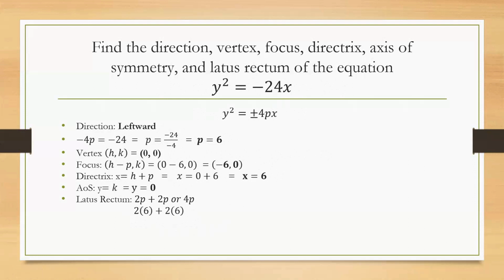2 times 6 plus 2 times 6, 12 plus 12 is 24. Or you can just do 4p. So 4 times 6 is 24.